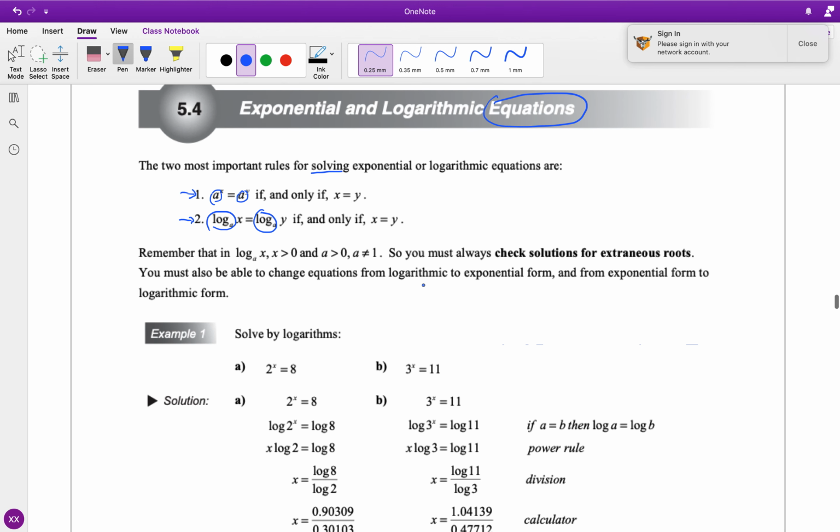Now here, because of the restrictions or conditions that we discussed before, you have to check the solution whether or not it fulfills these conditions. And if it does not, then it is considered an extraneous root and rejected. All right.